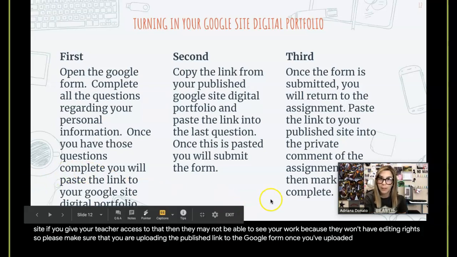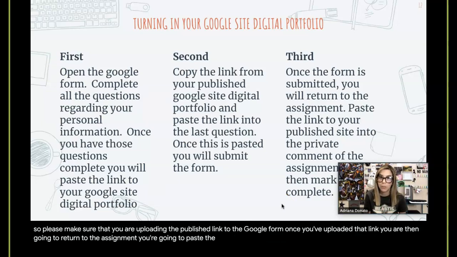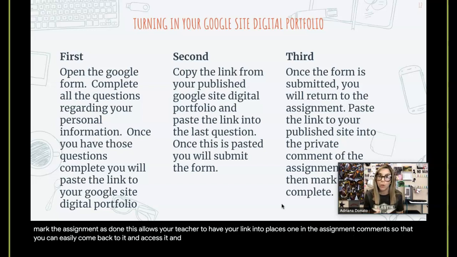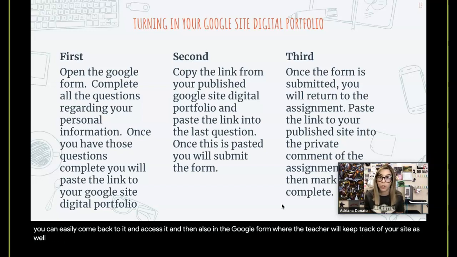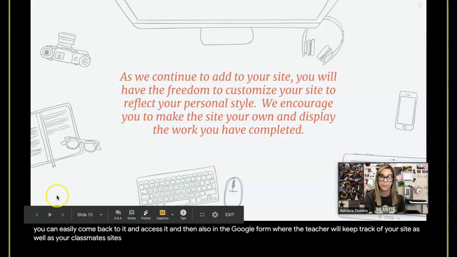Once you've uploaded that link, you are then going to return to the assignment. You're going to paste the published site link into the private comment of the assignment and mark the assignment as done. This allows your teacher to have your link in 2 places. One in the assignment comments so that you can easily come back to it and access it, and then also in the Google form where the teacher will keep track of your site as well as your classmates' sites.